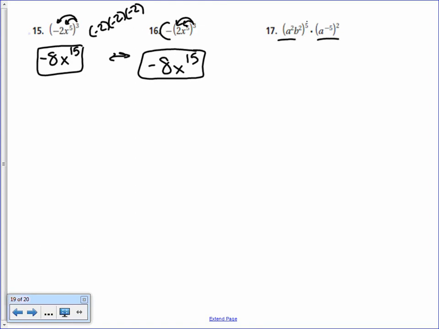17. So simplifying these separately, distribute the 5 through. So we have a to the 10th and b also to the 10th, times a to the negative 10. And what can we combine together here? We have the a's, a to the 10th, a to the negative 10th. That's going to give me an a to the 0. And then just b to the 10th. And the a to the 0, well, can just drop off. That's just a 1. So my final answer would just be b to the 10th.